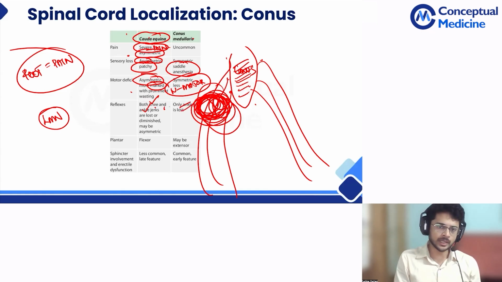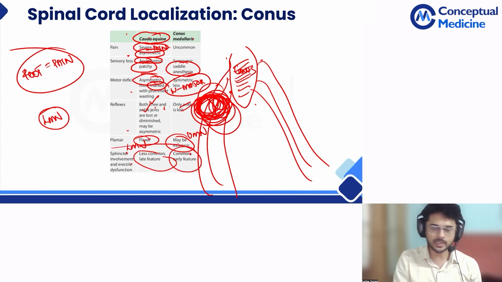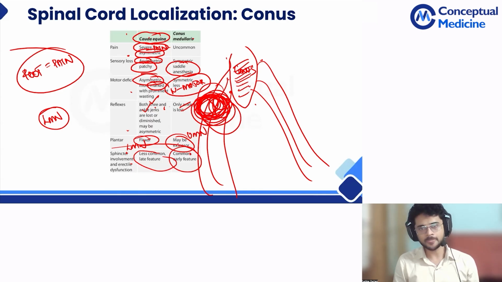In cauda equina, the plantar is flexor because it is an LMN process. Whereas in conus medullaris, it might be extensor because it is a UMN process. Sphincter involvement is usually late in cauda equina, whereas in conus medullaris, it is a common and early feature. So these are the important clinical features to differentiate a conus medullaris from a cauda equina, a very commonly asked viva question.